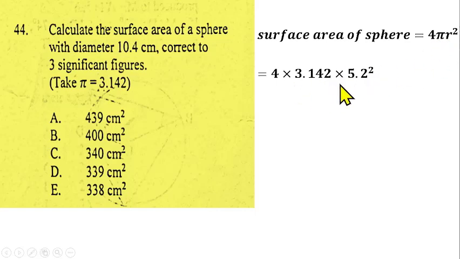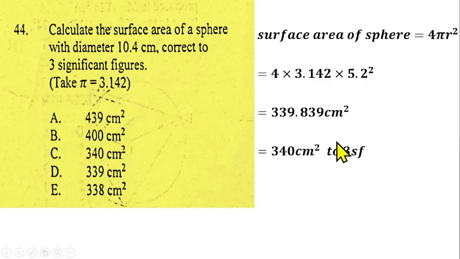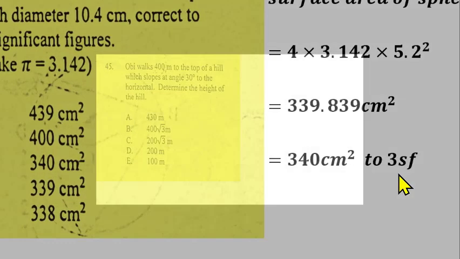So we have 4 times pi, which is 3.142 as given, multiplied by 5.2 squared. If you simplify with your calculator, we get 339.839 centimeters squared. Then to 3 significant figures: this is the first, second, third. The third significant figure is 9. The number after it is up to 5, so we round up by adding 1 to the 9. That gives us this one becomes 0, this one becomes 4. So we have 340 centimeters squared to 3 significant figures. That makes option C the right answer for question number 44.